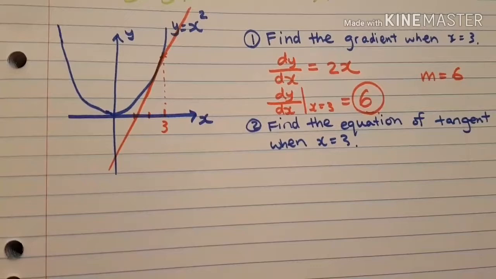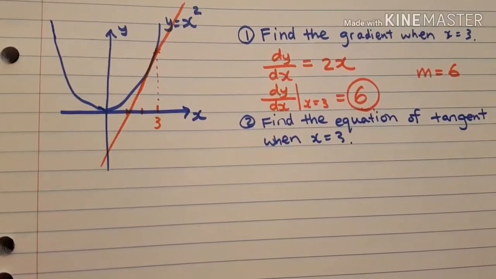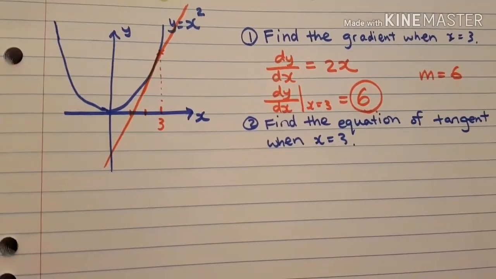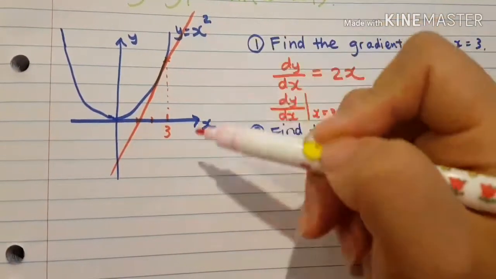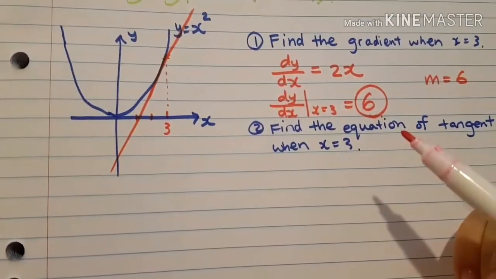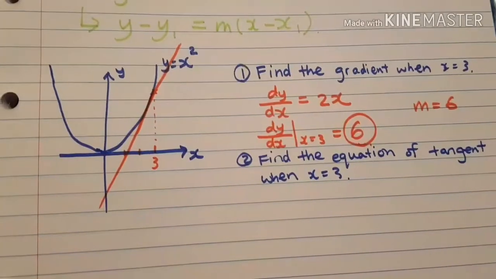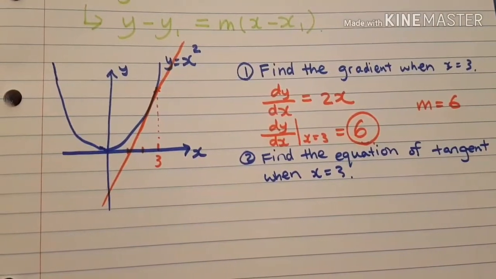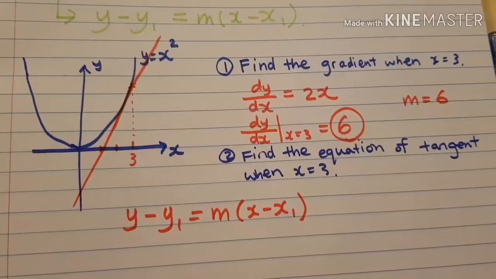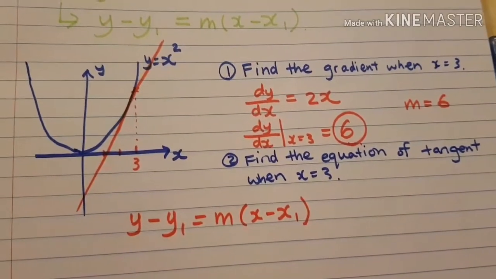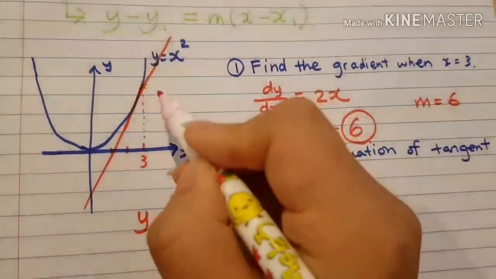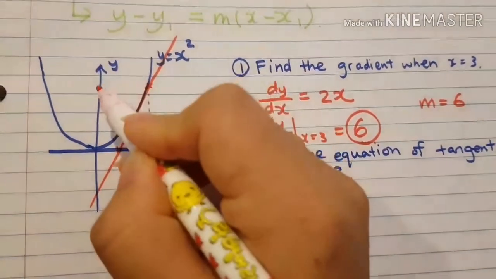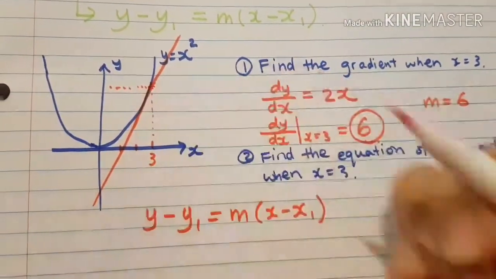The next question says find the equation of the tangent. Find the equation of this linear line when x is 3. Remember what the rule was? Let's have a go. I copy down the equation. What is my m? My m value is 6. And when x is 3, what would the corresponding y value be?